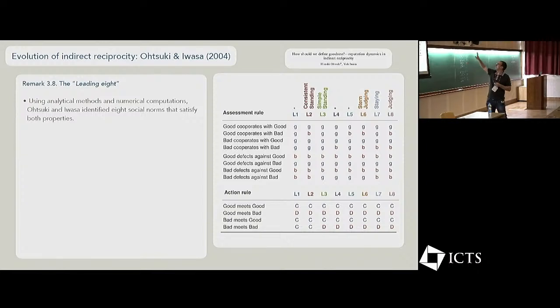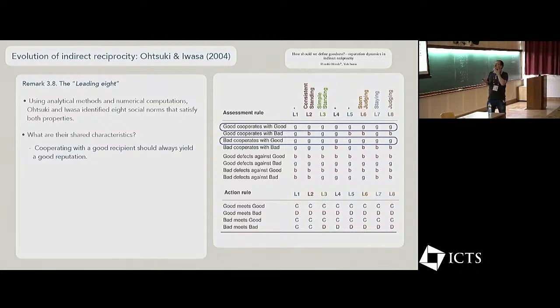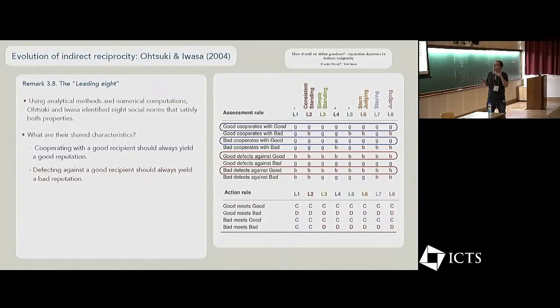The reason why there are 8 successful social norms is exactly the same reason why we have 3 X's here, because there are 3 situations in which it's not clear what the social norm should tell you, but in all other cases, it's very clear. So what is the shared characteristic of all these social norms? If I cooperate with a good recipient, that should always be considered good. Another characteristic that all of them have in common: if you defect against a good recipient, that's always bad. Of course, conditional on our goals, which are cooperation and stability.